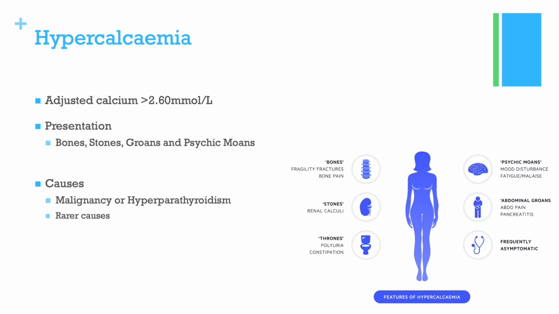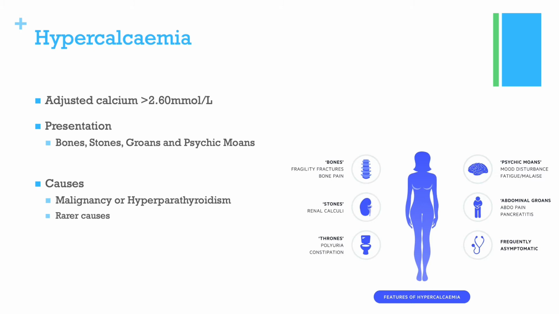Groans represents abdominal pain. With hypercalcemia, you can get abdominal pain, reduced appetite, nausea, vomiting. Constipation is a big symptom of hypercalcemia, and you can also get pancreatitis, another cause of abdominal pain. And finally, psychic moans represents that hypercalcemia can cause depression, confusion, hallucinations, and in severe cases even coma or reduced level of consciousness.